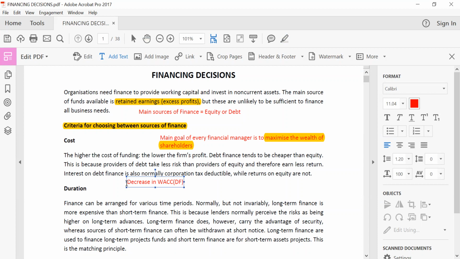So a decrease in WACC, or the discount factor, will increase the NPV of a project. And if the NPV of a project increases, the market value of the company increases. That is in terms of business valuation. And if the market value of a company increases, share prices will increase. Right. So these are some relationships that you are supposed to note.